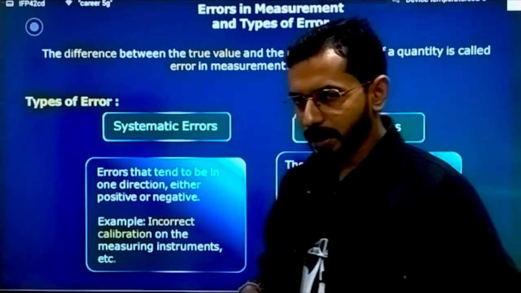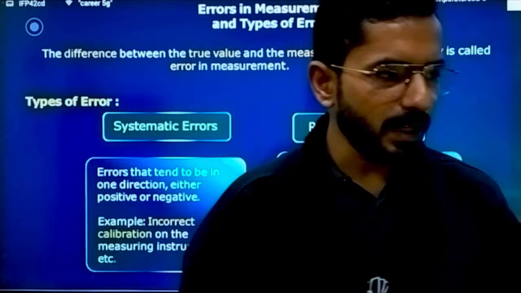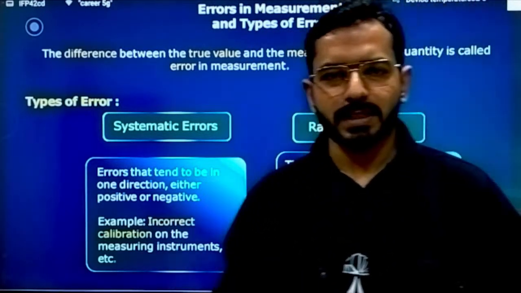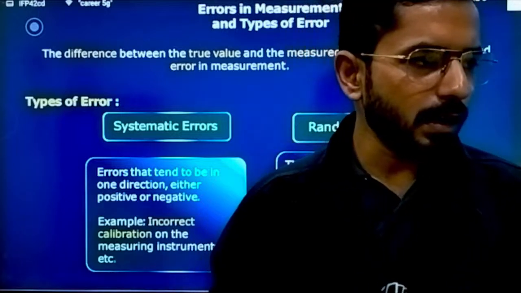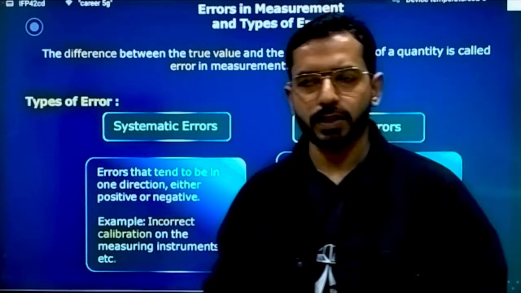Now let's enter into the error part. The error part is also connected, and it is also a very easy kind of topic. So let's understand the error part also. You know the basic types of errors. One is systematic error, and one is random error. Those are connected with different scenarios.